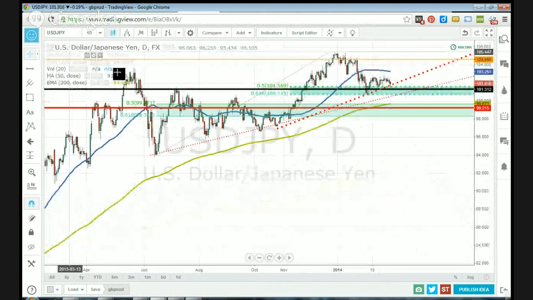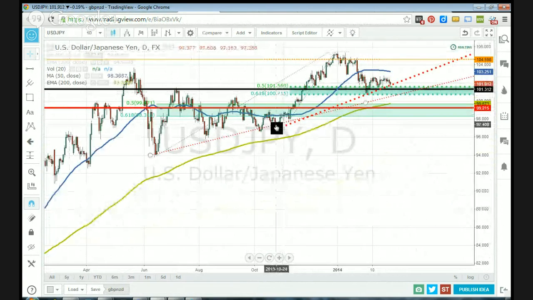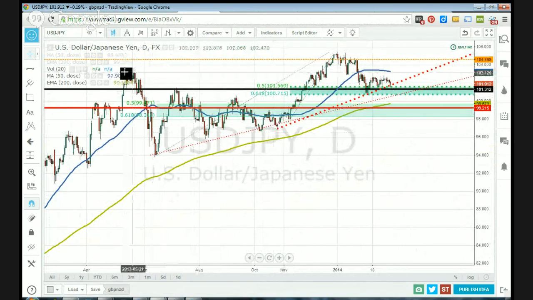Okay, getting close. I still have my entry order here at 101.31, so 60 pips away. Let's see if we can get there.